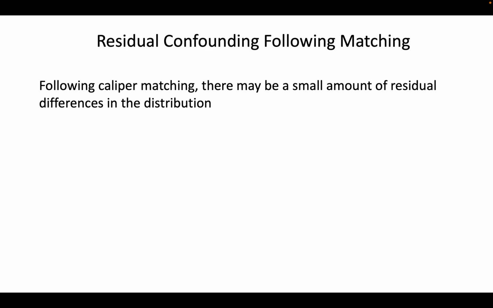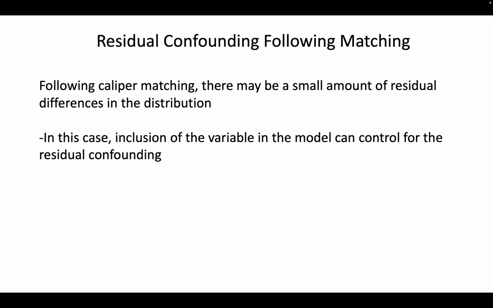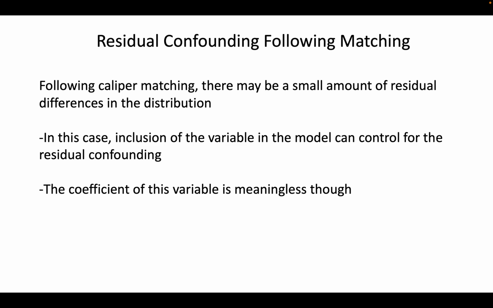Residual confounding is something I just want to talk about briefly. When you caliper match, there's likely some little residual differences in age between the two groups. In that case, if you include the variable in the model, you can control for the confounding that remains. And the coefficient is still meaningless. Like I said before, it's not there to learn about how the match factor is related to the outcome. It's there just to control for the bias you've created.